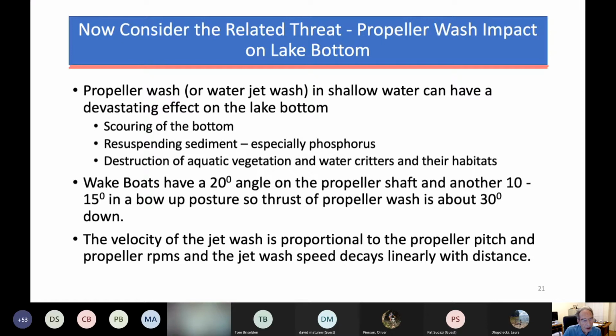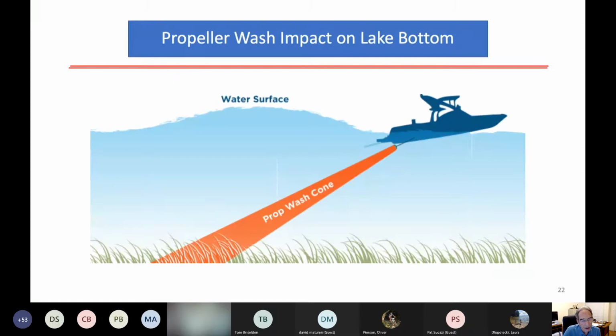The velocity of the jet wash is proportional to the propeller pitch and the propeller RPMs, and the jet wash speed decays linearly with distance. This is a simple graphic showing this prop cone wash coming off of a boat moving along on the surface.